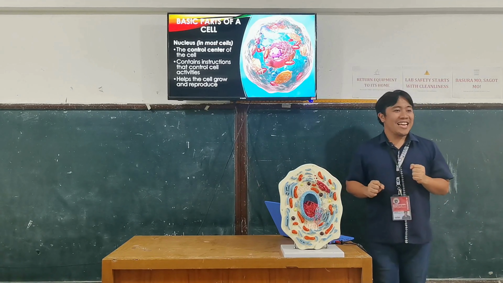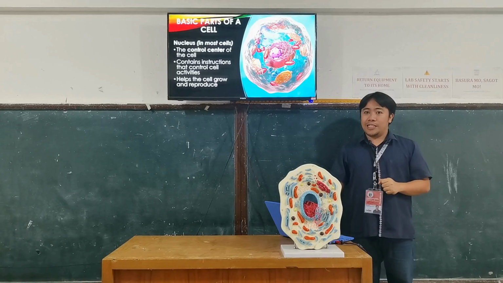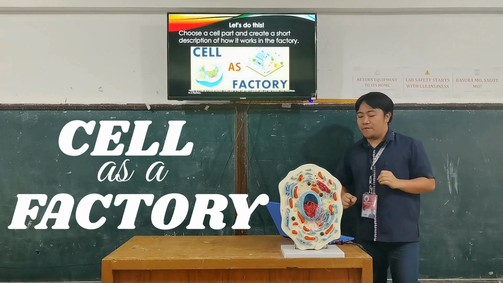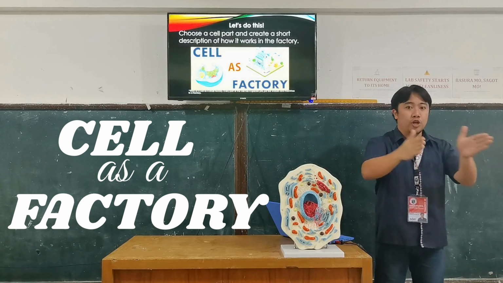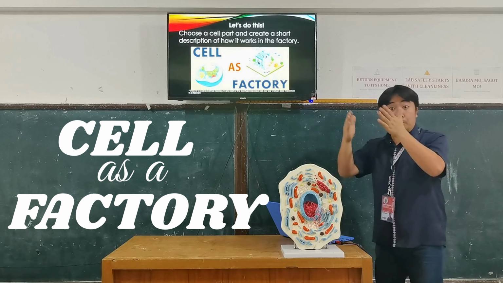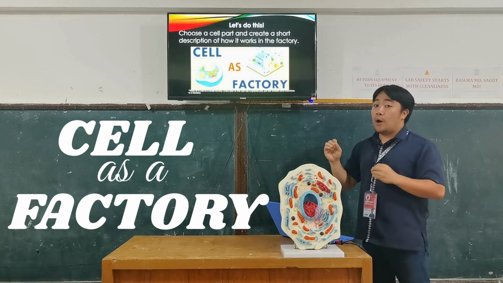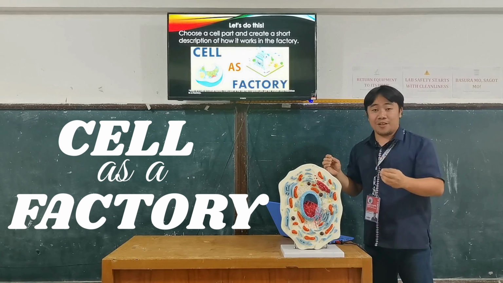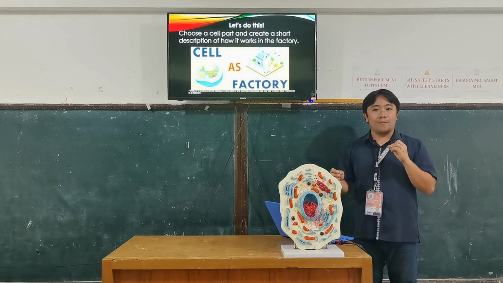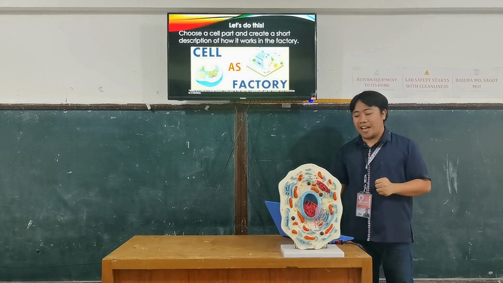Alright? Now, to better understand our topic for this day, let's try to have another simple activity, which is called cell as a factory. I will group you into 3 groups, and each group will choose a cell part, and you're going to tell me by making a description of how it works in a factory. Alright? Okay, I'll give you 10 minutes. 10 minutes starts now. Alright, good job. Everybody's done? Now let's try to know your answers.